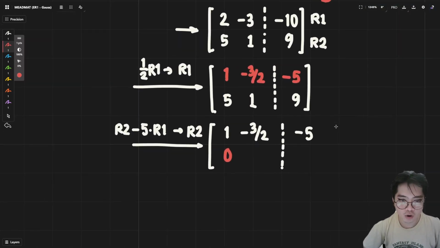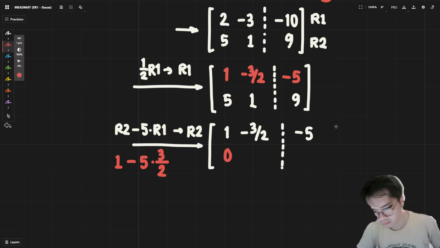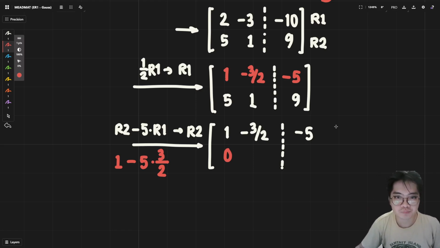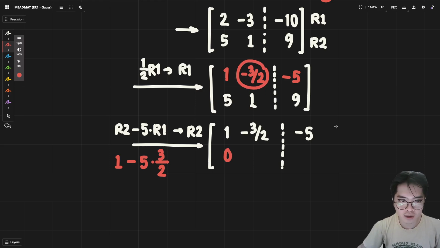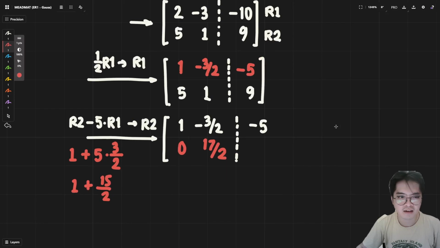Okay, let's continue. R2. So 1 minus 5 times 3 halves. Okay, let's have that. So R2 minus 5 times R1. Oh, that's a negative, so this will become positive. Okay, so now we will have 1 plus, what is this? 15 over 2. So this is going to be 17 over 2. Oh, that 17 is coming up again and again.